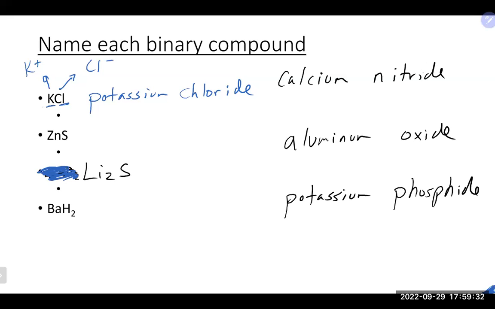What's that? No, you just need to give the name of this one. But if you were asked to write the formula for the cation or anion, those would be what you would write. Other questions?